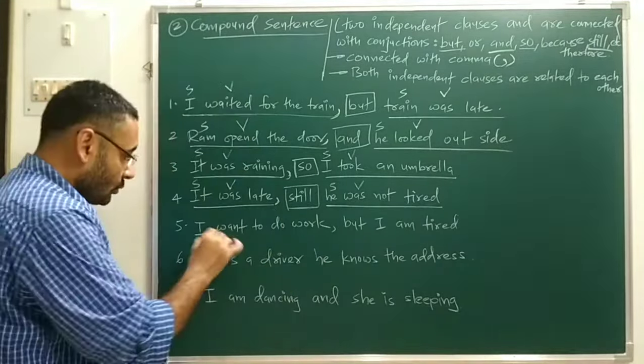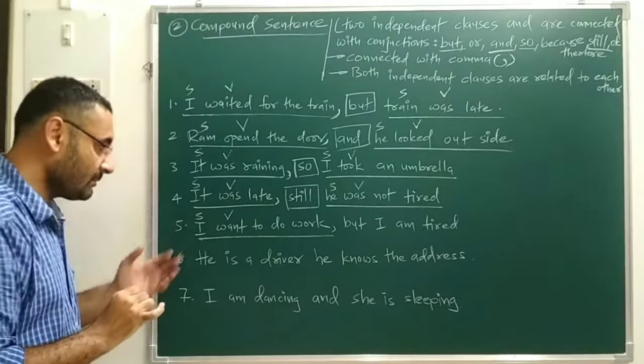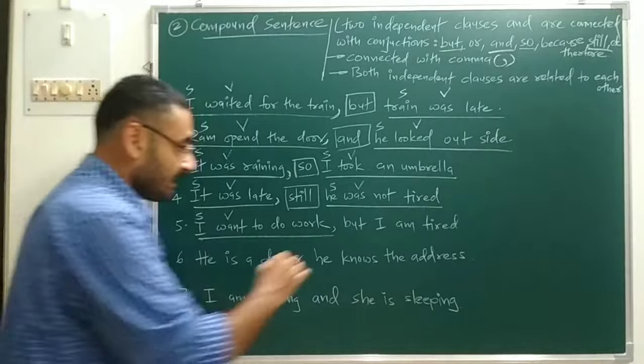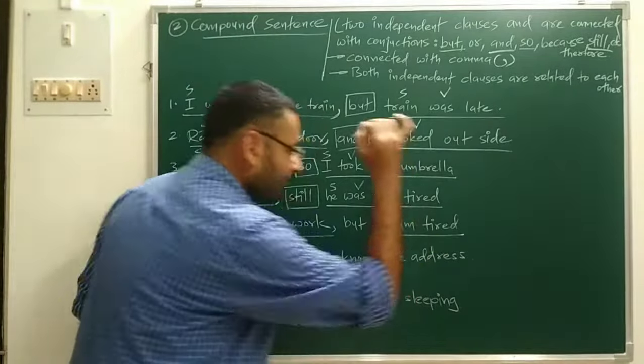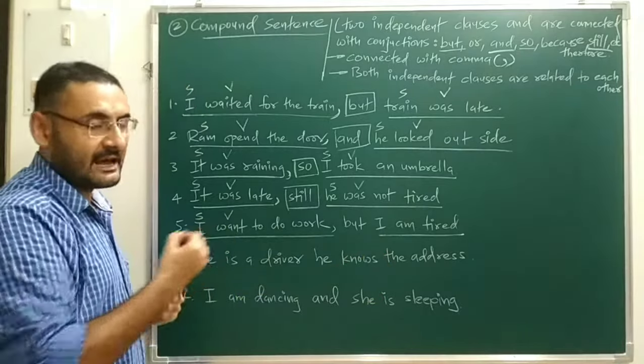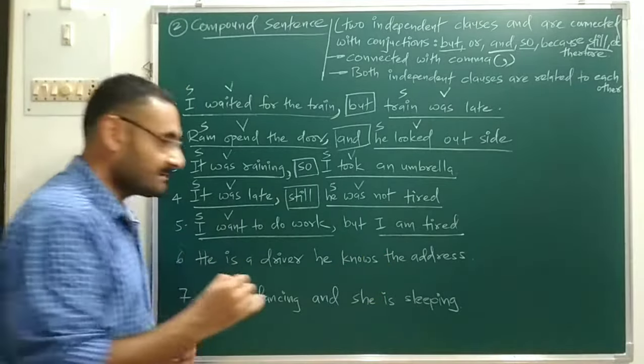So over here, I want to do work, that is your independent clause. Why? Because it has one subject, it has one verb, and it gives the complete thought that I want to do work. But I am tired. I am tired is another independent clause, it gives complete information. I am tired, that means a complete thought is given.